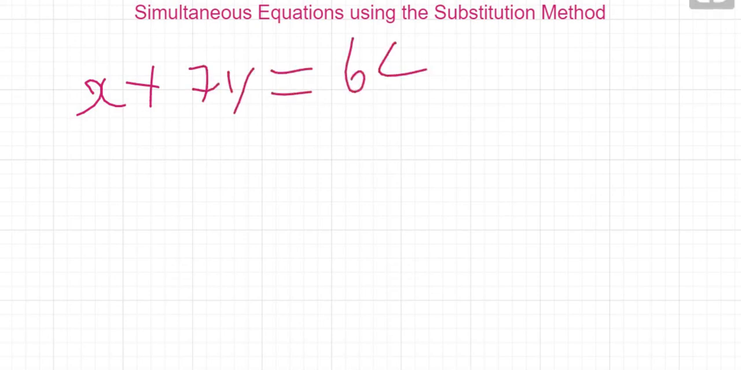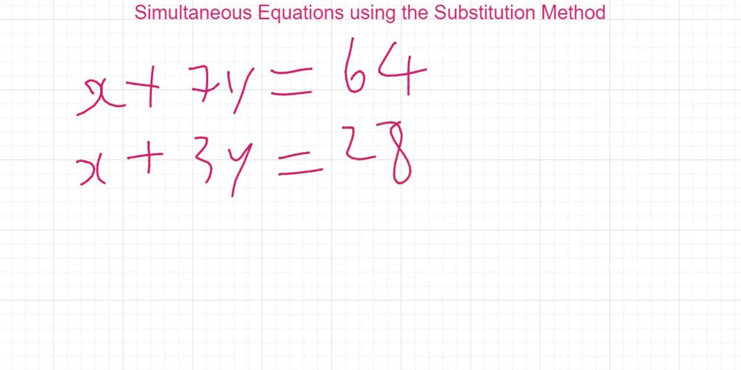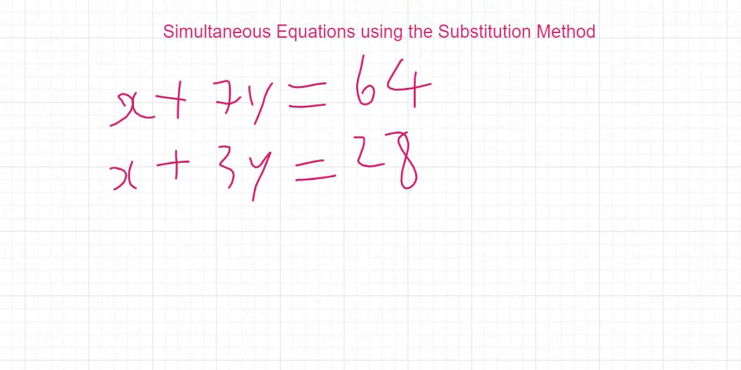Well, let me write an equation. So if I have x plus 7y is equal to 64, and x plus 3y is equal to 28. Now we could rewrite or rearrange any one of these equations to make one of the variables the subject. It doesn't matter if you use equation 1 or equation 2. Both equations seem pretty easy to use. So I will just work with equation 1.